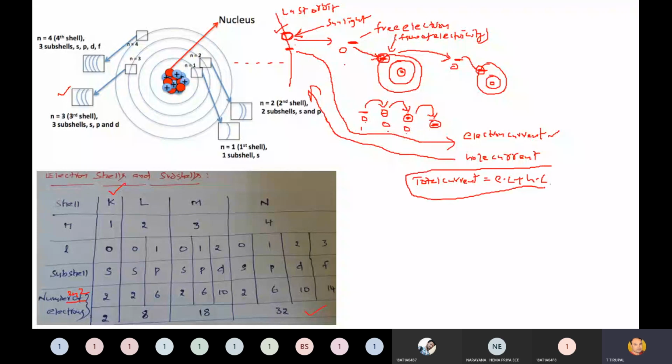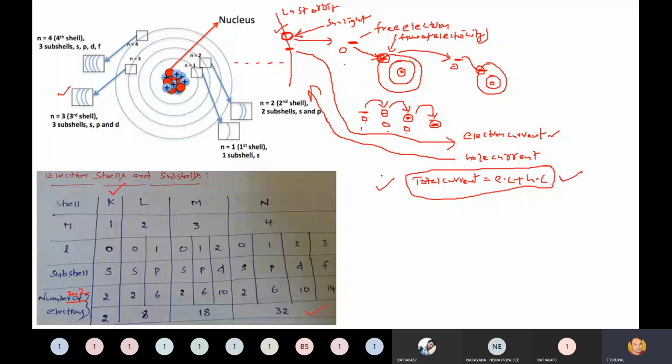Likewise, electron current is generated in atomic structures, and that current we observe in our houses, in the wires, in switchboards and all this. So this is called the total current, electron current plus hole current, right? If electrons are maximum, then the current is due to electrons. If holes are maximum, the current is due to holes. That we will study in the future classes. So this is how the current is generated in atomic structure.